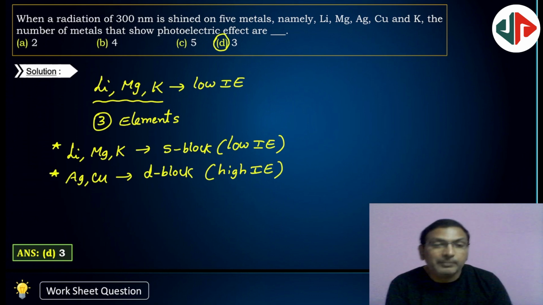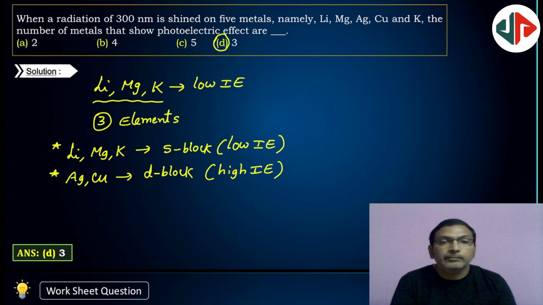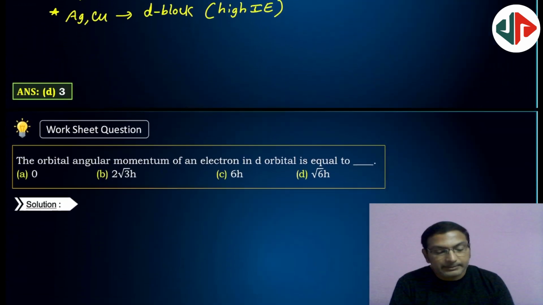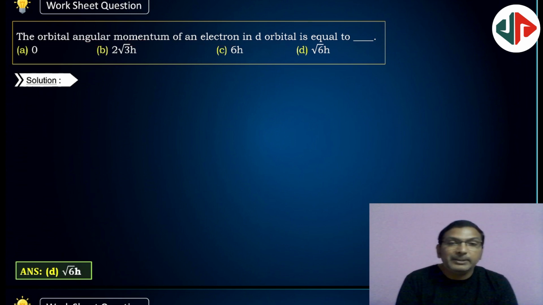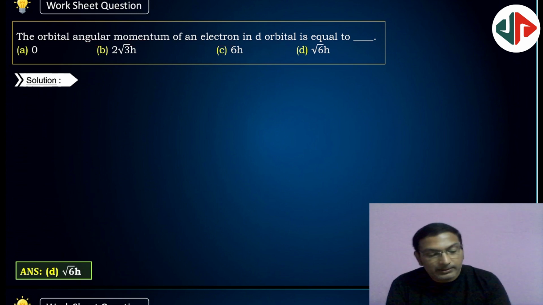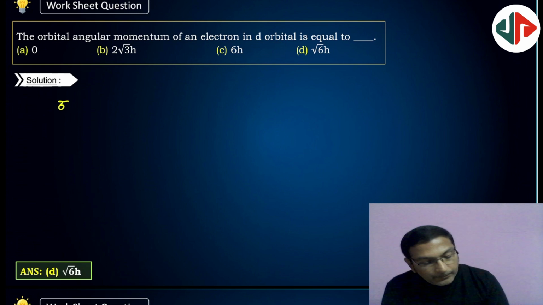In this way, you can compare. Next. The orbital angular momentum of an electron in a 3D orbital. The orbital angular momentum of an electron in d orbital. So what is orbital angular momentum?